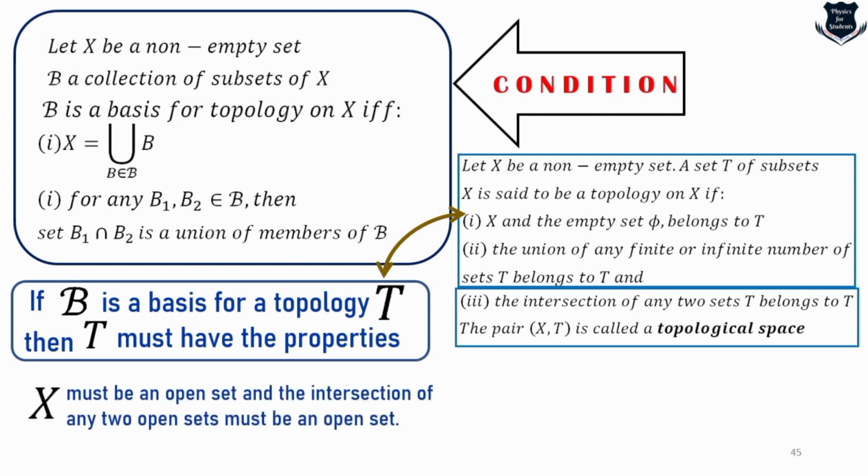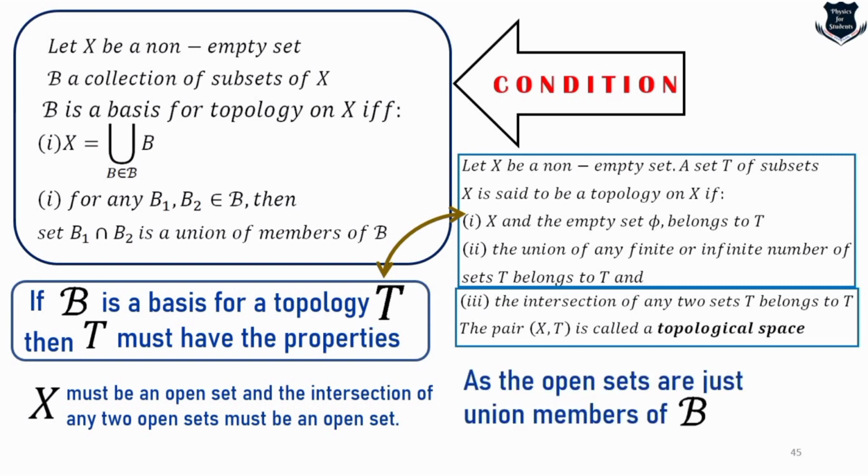Now in particular, X must be an open set, and the intersection of any two open sets obviously must be an open set, as the open sets are just the union of members of B, right? That implies that the first and the second are true, right? So I just repeat: because X must be an open set and the intersection of any two open sets must be an open set, and the open sets are just unions of members of this curly B, this implies that the first and second conditions actually hold.